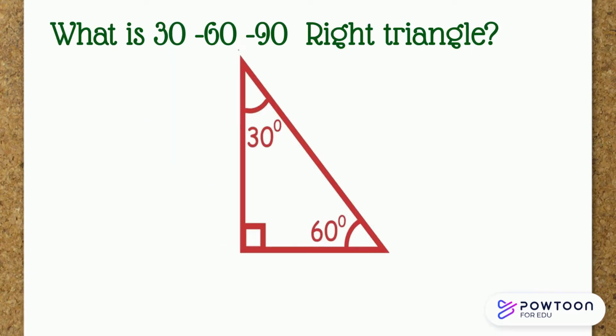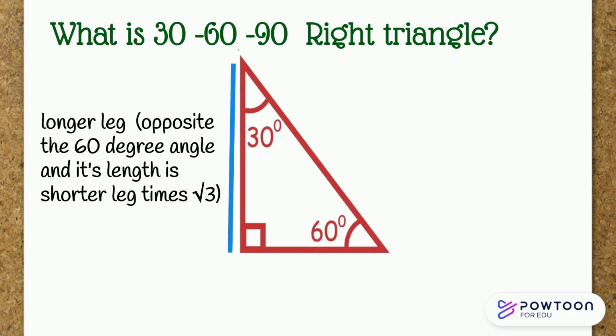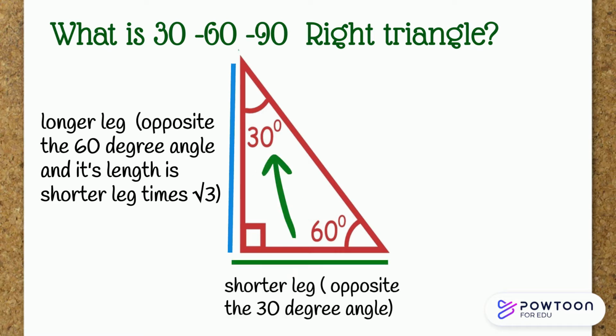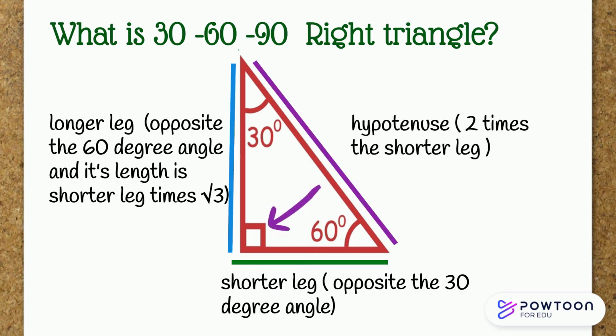In a 30, 60, 90 right triangle, the longer leg is the leg opposite the 60-degree angle and its length is shorter leg times square root of 3, while the shorter leg is the leg opposite the 30-degree angle. The hypotenuse is 2 times the shorter leg.